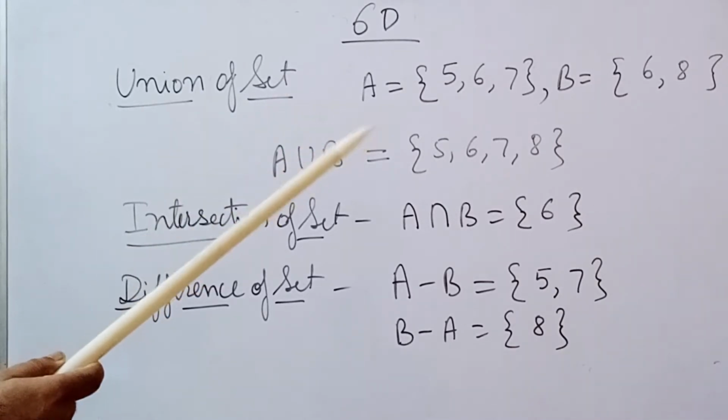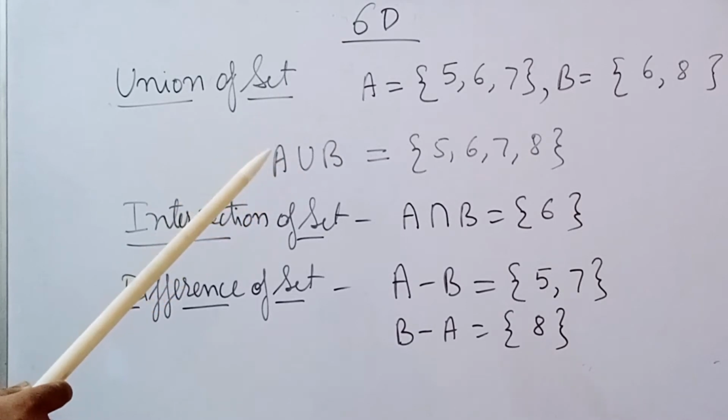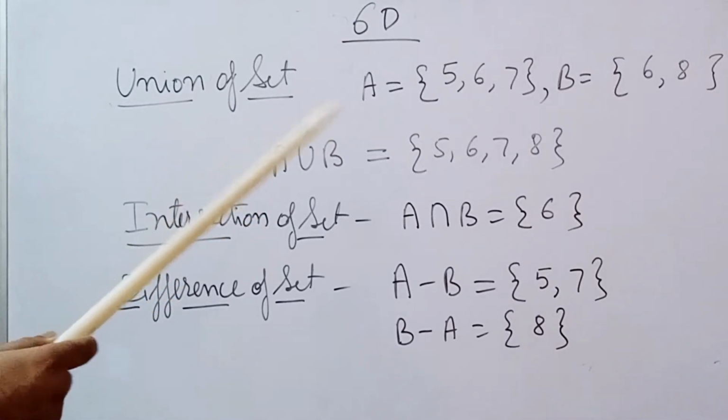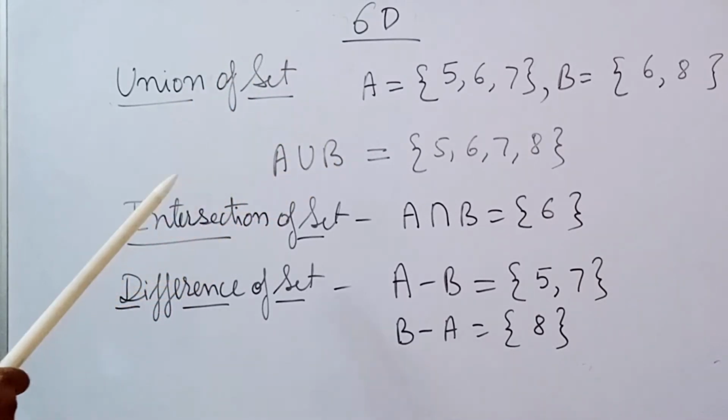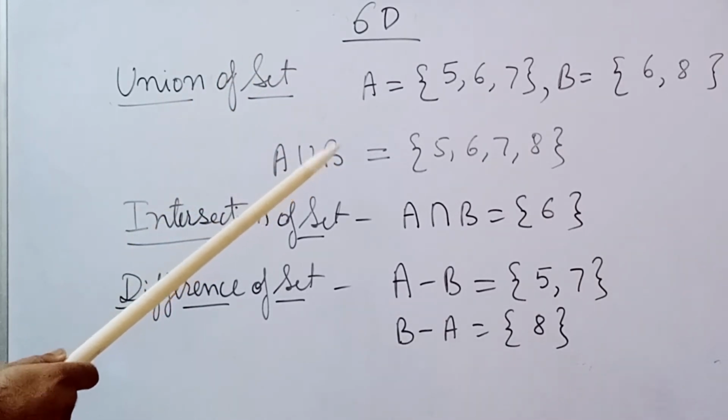But we will not write the elements that are common twice. So, here 6 is in both A and B, so we will write 6 once only, not two times. So the A union B will be 5, 6, 7, 8.